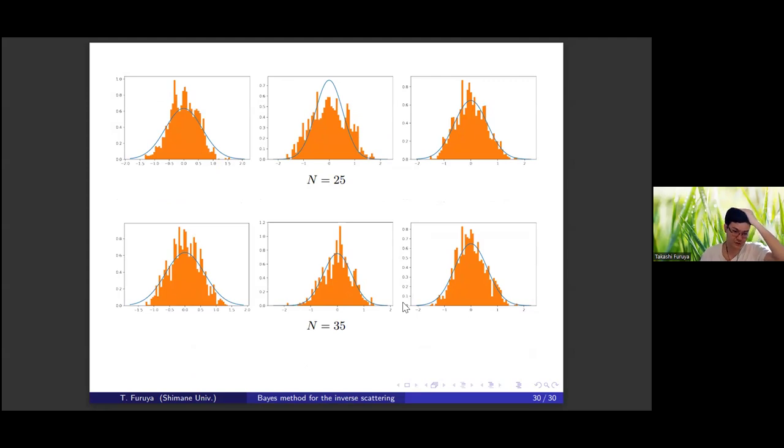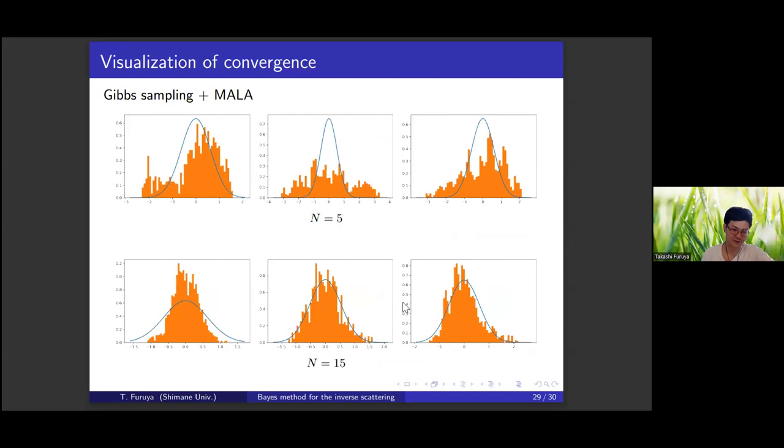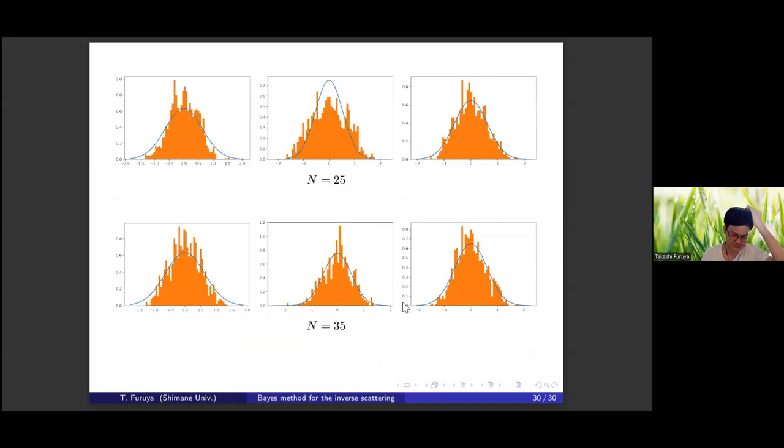If n is large, the histogram converges to the blue normal distribution. So this means that we verify the theorem.